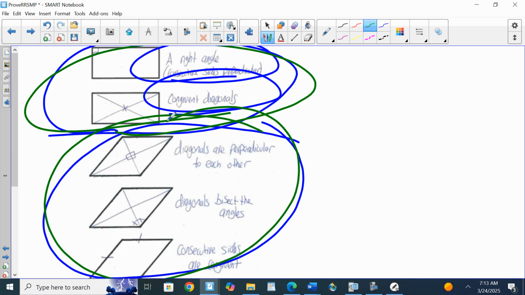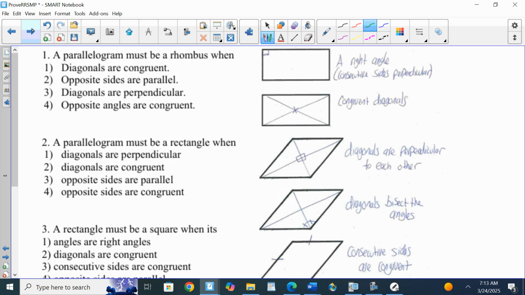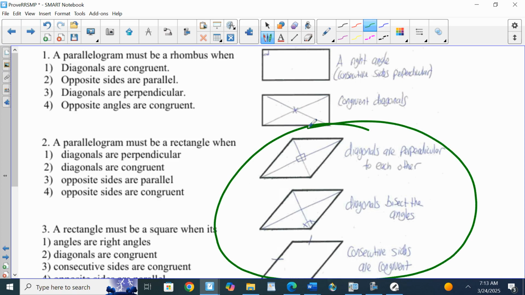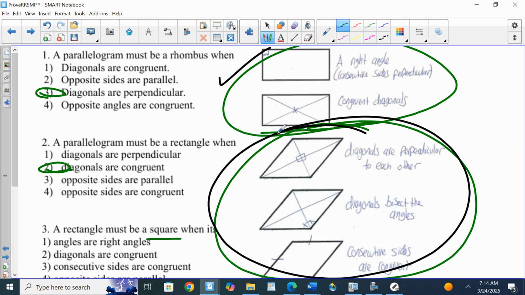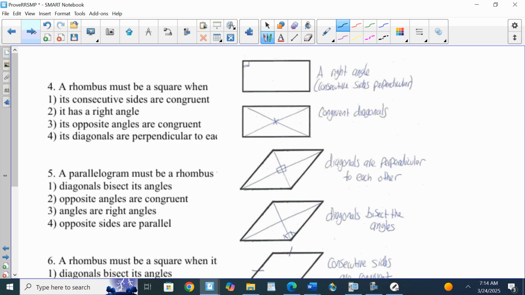So I know I already did a lesson on this, but let's just quickly recap it. A parallelogram must be a rhombus when it has one of the three rhombus proofs, diagonals perpendicular. A parallelogram must be a rectangle when it has one of the two rectangle proofs, either a right angle or congruent diagonals. A rectangle must be a square when? Well, for it to be a square, it needs to be a rectangle and a rhombus. It's already a rectangle, so it needs a rhombus property. Consecutive sides are congruent.